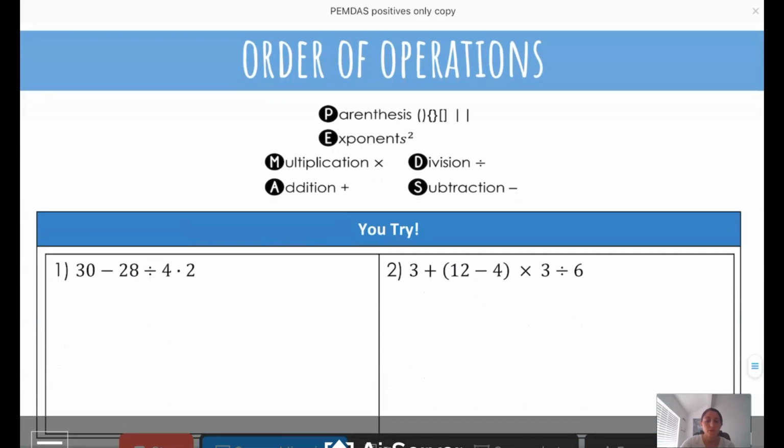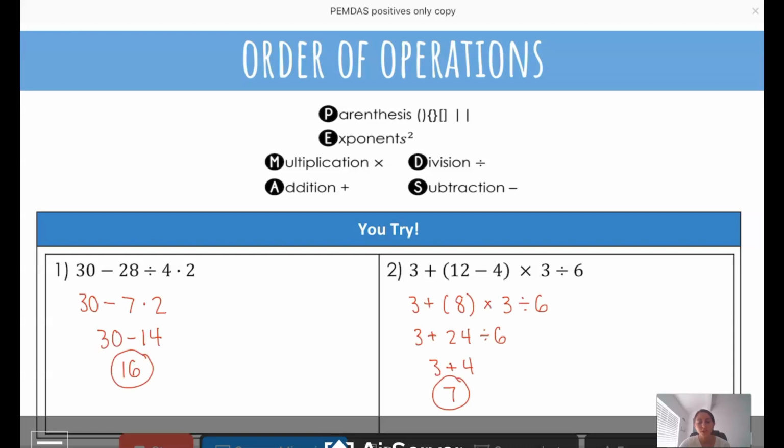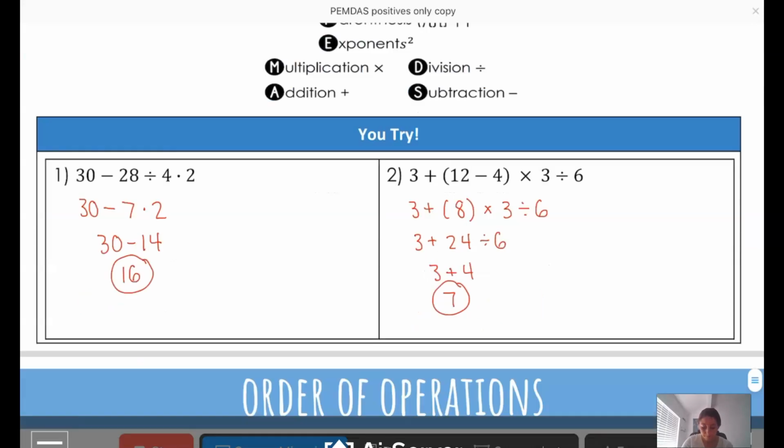All right, now I want you to try number 1 and 2 on the screen. And then when you are ready, you'll hit continue to check your answers with mine. All right, take a moment, check your answers with my answers. Pause the video if you need more time. If you made a mistake, go retry and then check to find your mistake with my work.